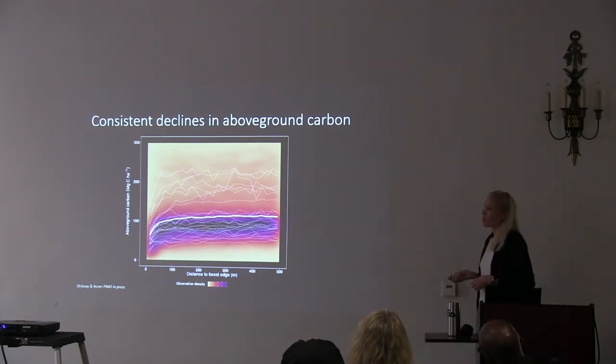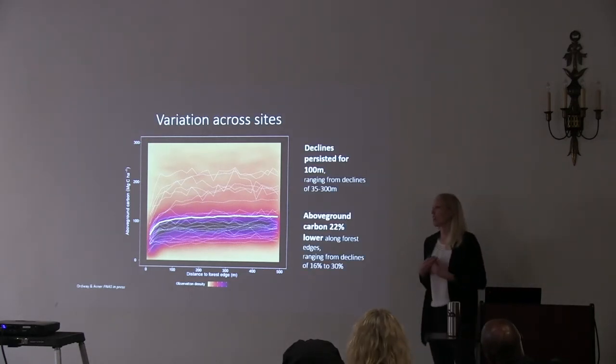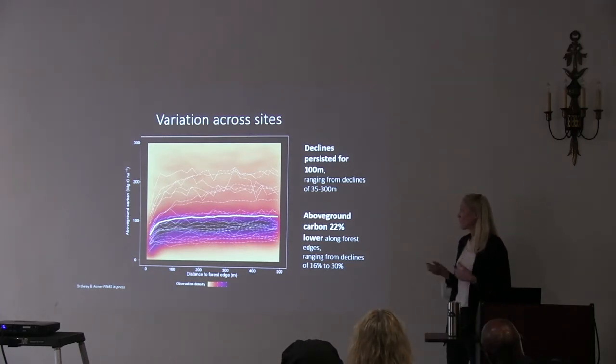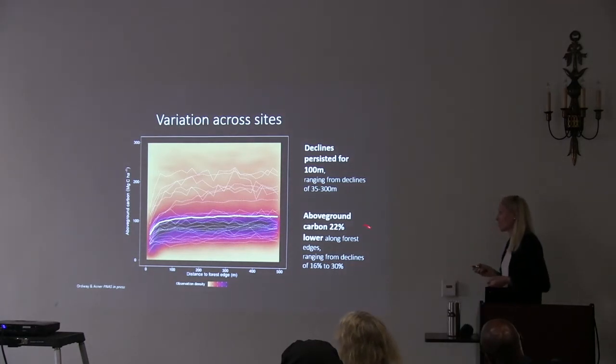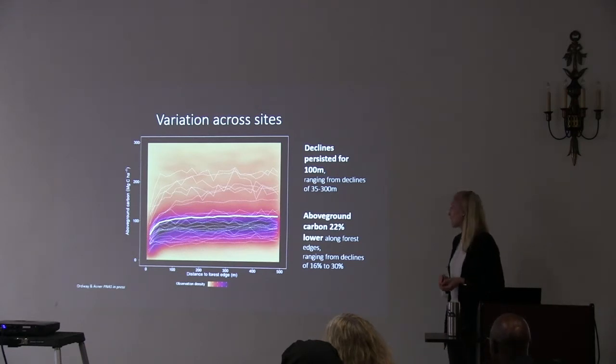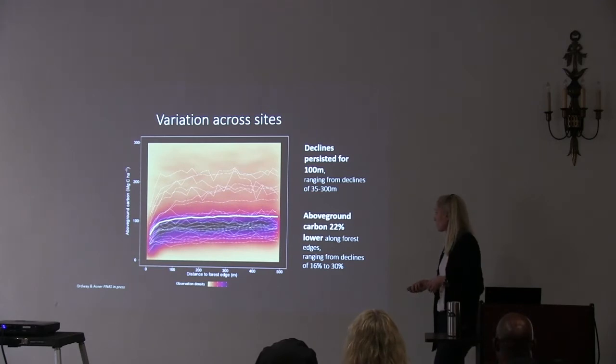But you'll notice there's a huge amount of variability. So on average, we saw that this decline in above ground carbon persisted for about 100 meters into the forest, but that ranged from anywhere from 35 to 300 meters. We also found that on average, above ground carbon was about 22% lower at the forest edge, but that ranged from about 16 to 30%.